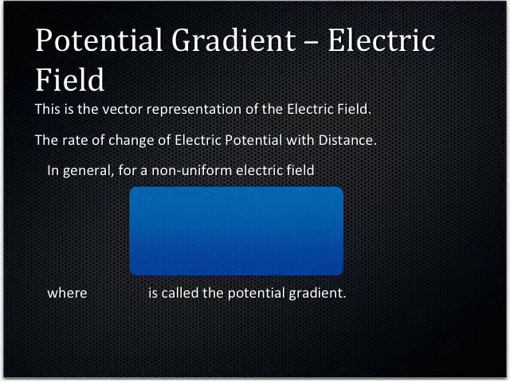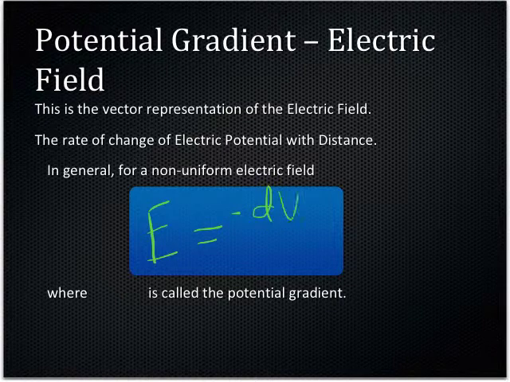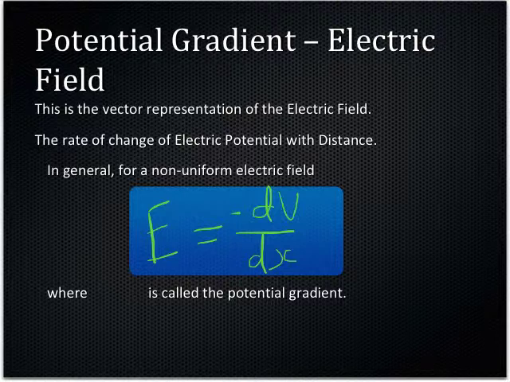Now, the rate of change in potential is essentially the electric field strength, okay? So this is the vector representation of the electric field, and the rate of change of it is the size of it. Essentially we're saying that E equals the rate of change of the voltage with respect to the changing distance, where dV over dx is called the potential gradient.